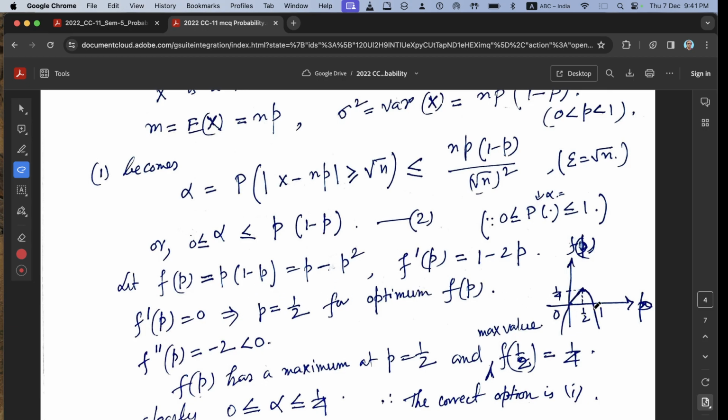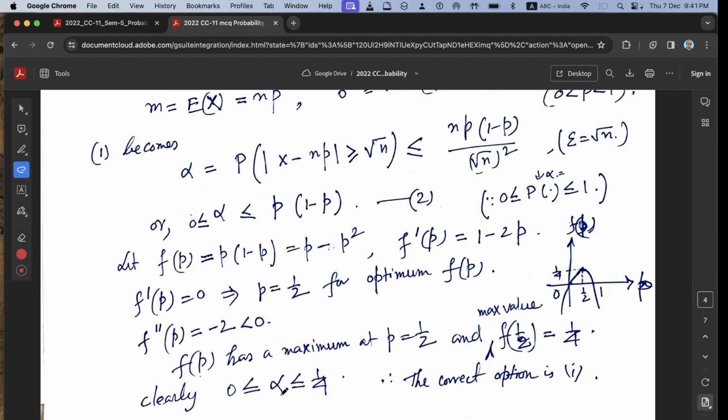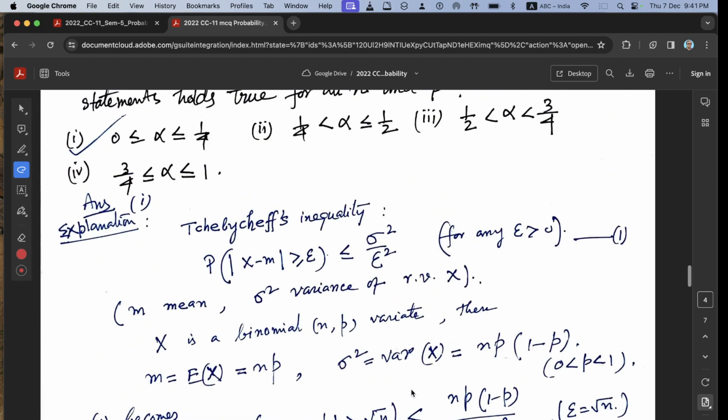Now f''(p) is negative, so f has a maximum at p equals half, and this maximum value is f(1/2), which equals 1/4. So obviously alpha lies between 0 and 1/4. Hence the correct option is 1.